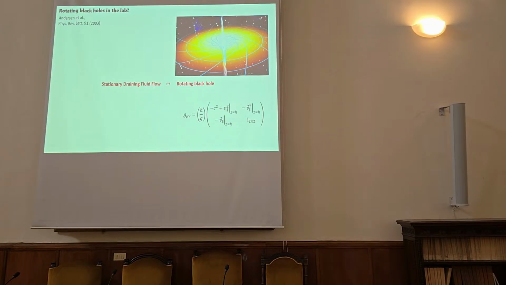So here our target system is a rotating black hole, which should ideally be described only with this metric or effective metric tensor here. On the other hand, what I set up from a fluid perspective is a stationary draining fluid flow. Now here's a problem: this stationary draining fluid flow has complicated and beautiful structures. And what does this mean?